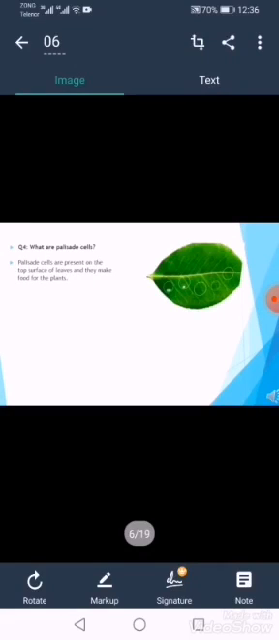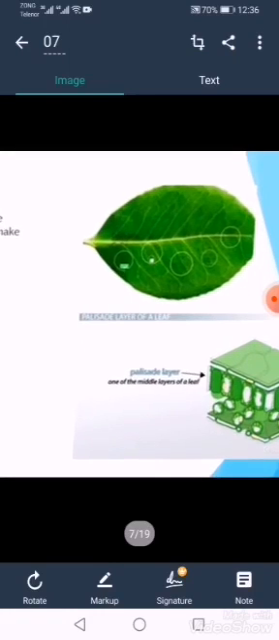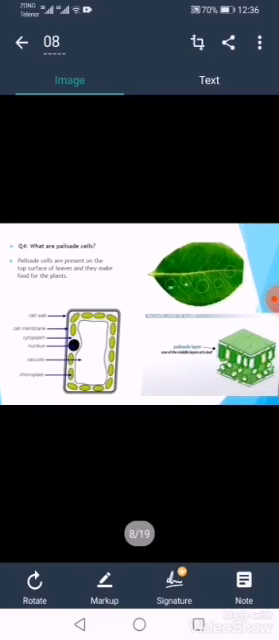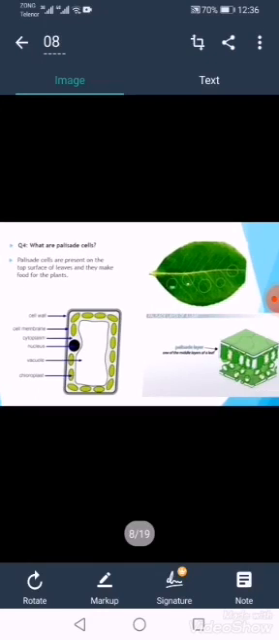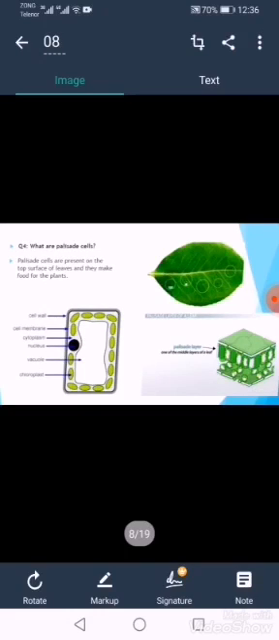What are palisade cells? Palisade cells are present on the top surface of leaves. They make food for the plant. Clear? They have extra chloroplasts to trap sunlight and carry out photosynthesis. If we cut a small piece of leaf, we will see a clear image here. This is the palisade layer, one of the middle layers of the leaf. If we look under a microscope, all of these cells are present in the leaf. Clear? Palisade cells carry out the process of photosynthesis.